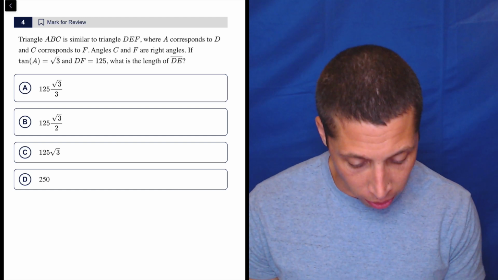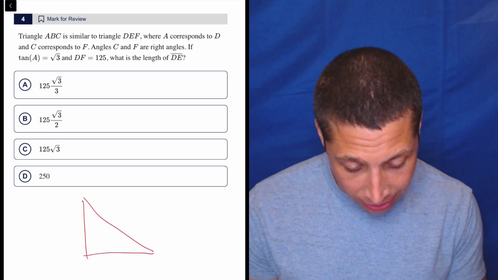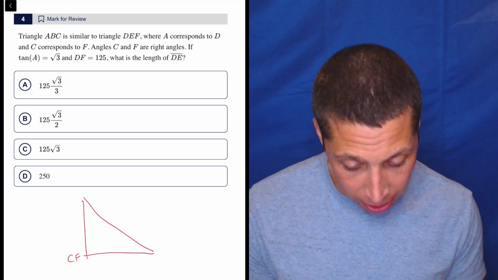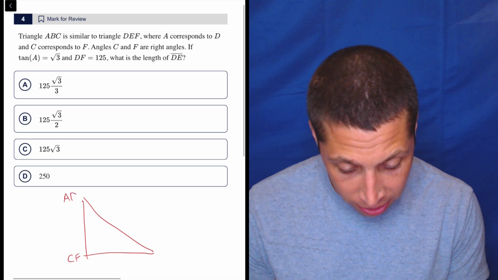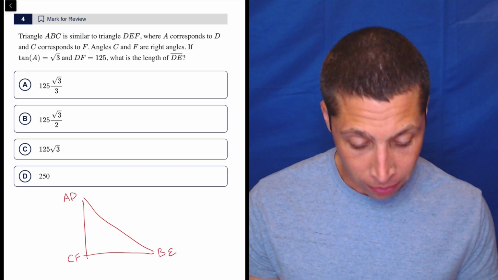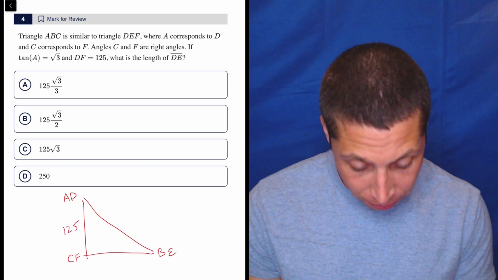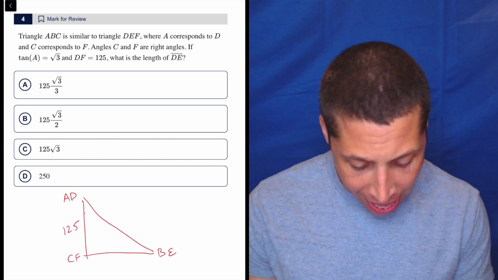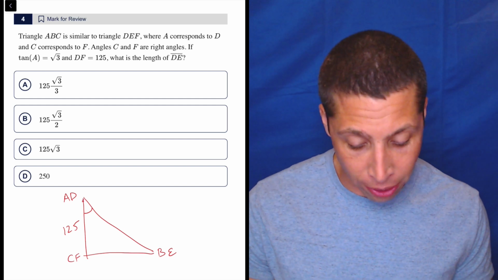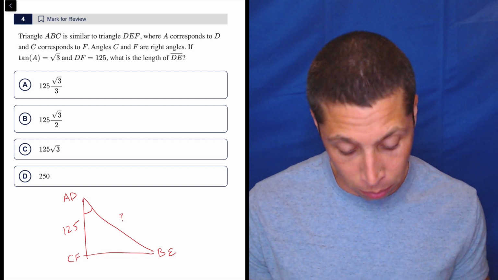So let's draw our triangle here. Doesn't need to be pretty. And they say C and F are right angles. So C and F are going to be right there. Let's just do A here. D corresponds with that. So that means that B and E are right here. So DF is 125. So that's this, 125. And tan of A is going to be radical 3. What is the length of DE? So DE is right here. So that's what we're looking for.